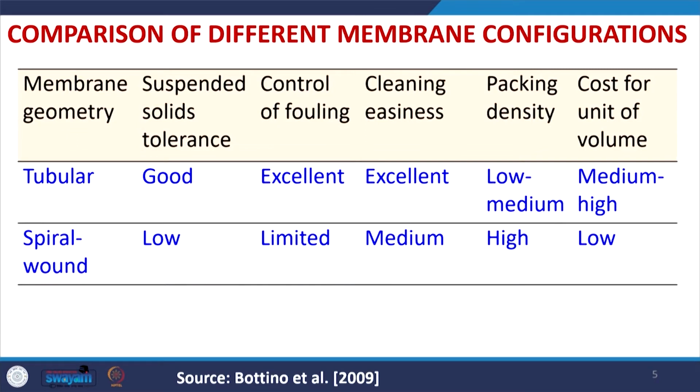Now, the different membrane configurations are compared here in this slide and further. First and foremost is the membrane geometry, like tubular or spiral wound. What is the tolerance of these membranes with respect to suspended solids? Can we control the fouling or not? What is the ease of cleaning with respect to these modules? What is the packing density and cost per unit volume?